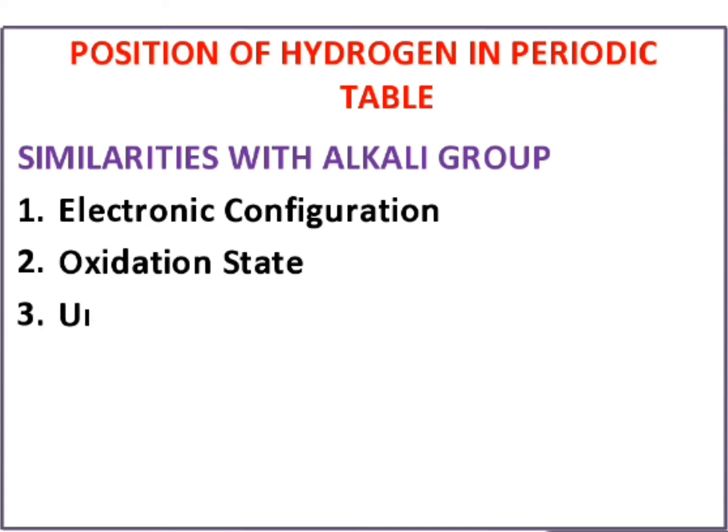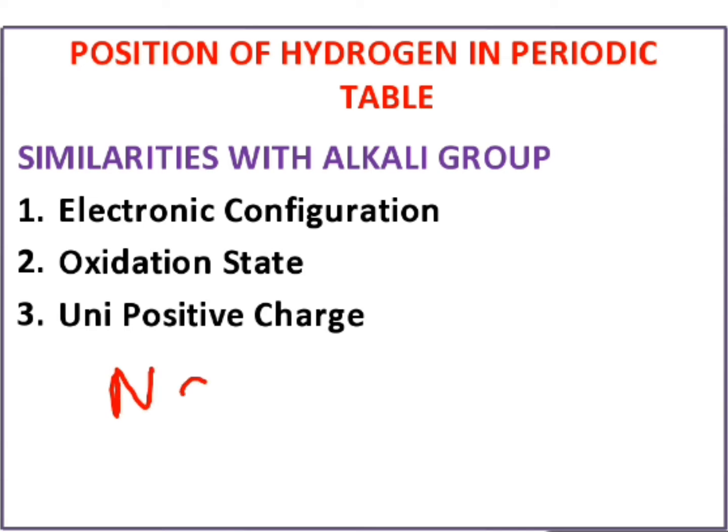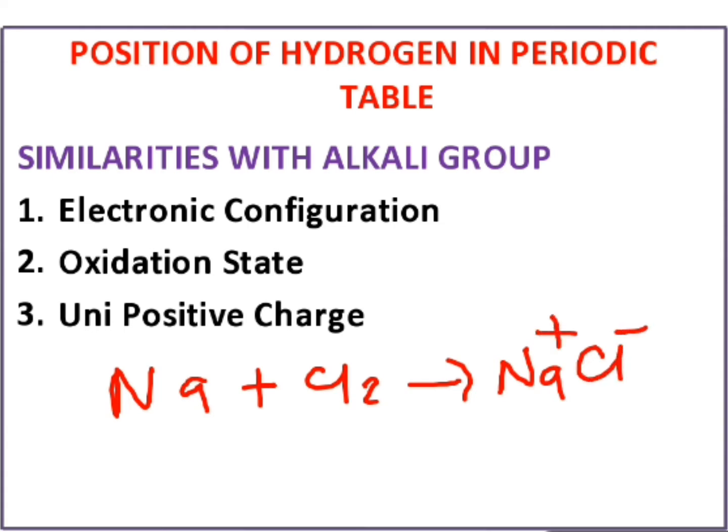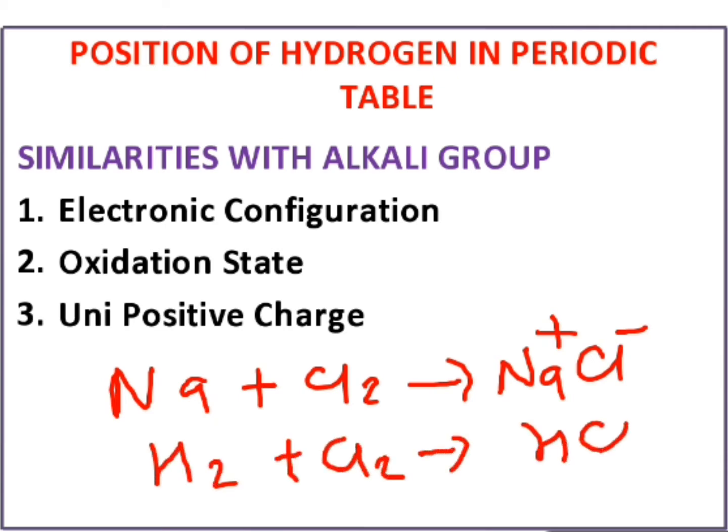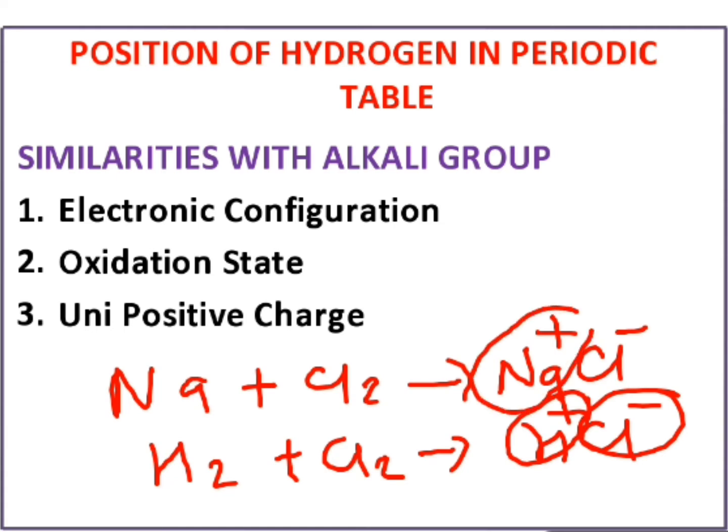After oxidation state, the next is unipositive charge. If sodium reacts with chlorine, it forms NaCl, where sodium and chlorine have plus and minus charge. Like that, if H2 reacts with Cl2, it forms HCl, where hydrogen has a positive charge and chlorine a negative charge. So sodium and hydrogen are both unipositively charged particles. This is the similarity: both have a single positive charge.